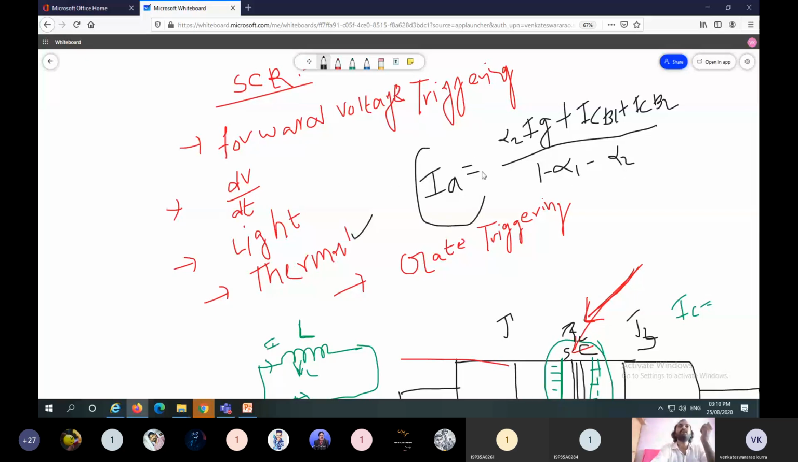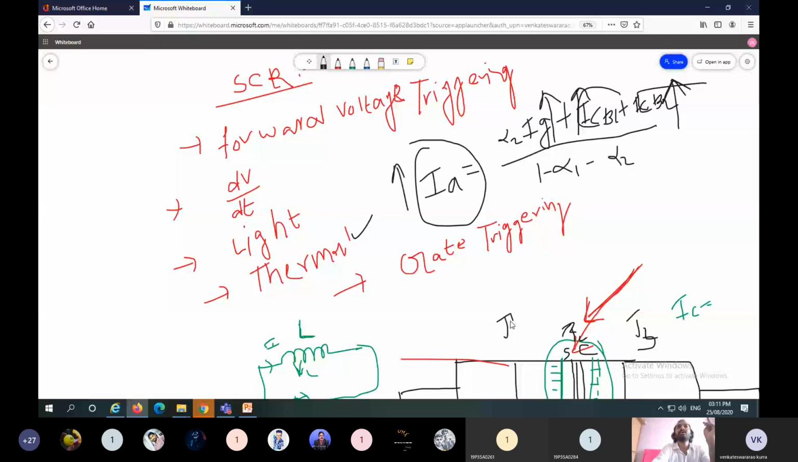Here the anode current increases either with increasing gate current or with increasing ICB1 and ICB2. ICB1 and ICB2 are reverse leakage currents, and these reverse leakage currents increase with increasing temperature. So if you increase the temperature, ICB1 and ICB2 increase, and if ICB1 and ICB2 increase, the anode current increases. Like this we can turn on the SCR.